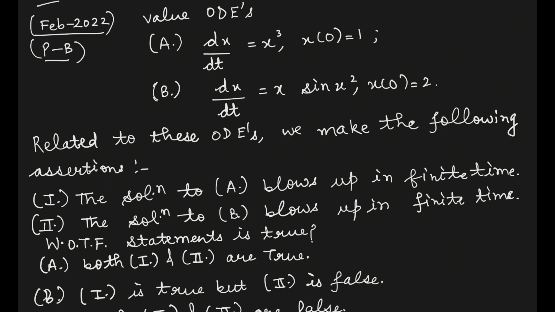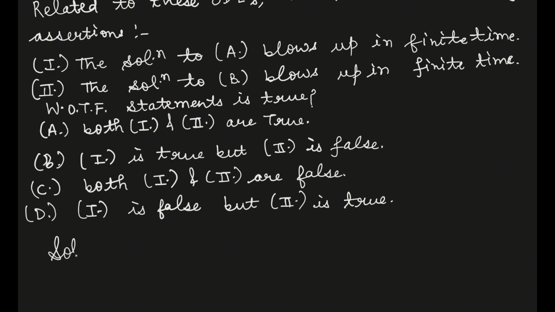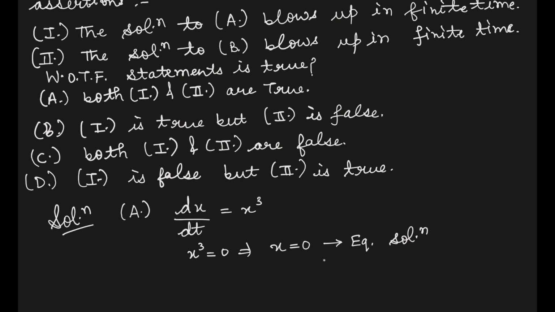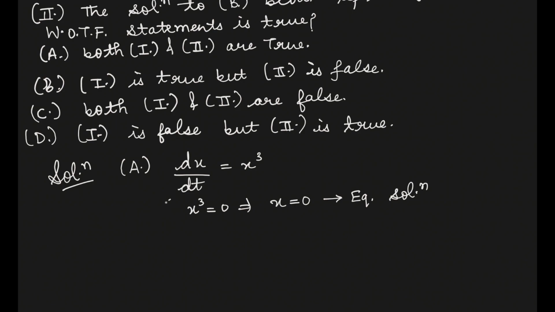Okay, I'm discussing. So, the solution blows up in finite time. Option A is dx/dt equals x cubed. Now here the equilibrium solutions will be x cubed equal to 0, so x equal to 0 is an equilibrium solution. Only one equilibrium solution is there, so I cannot plot a directional field. So I need to solve this differential equation by the methods which I have taught you earlier.